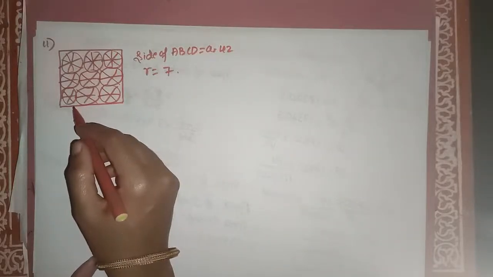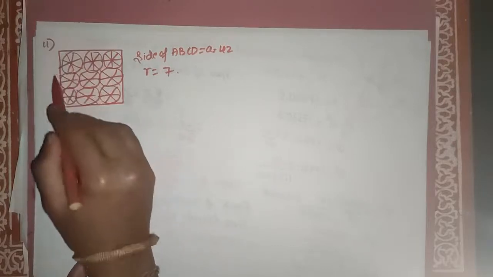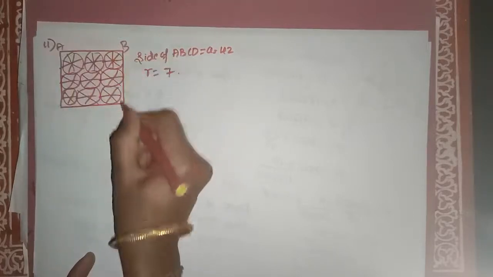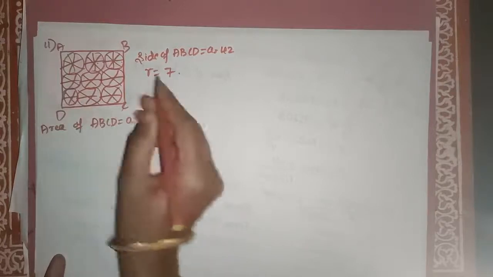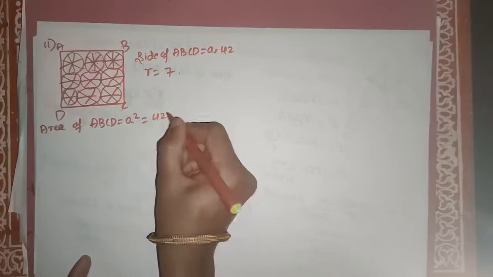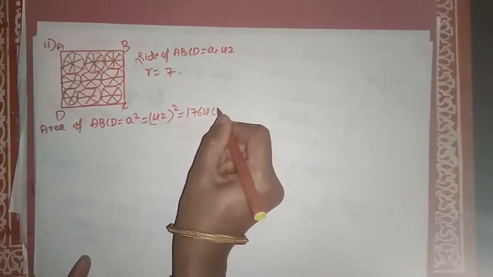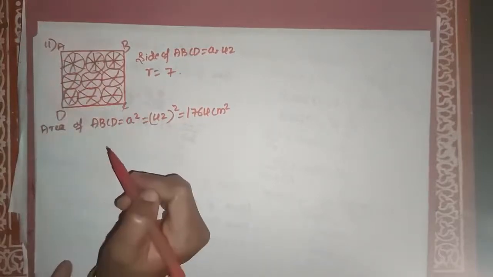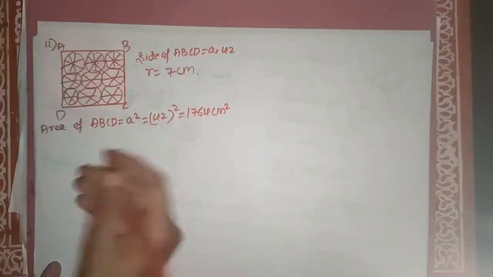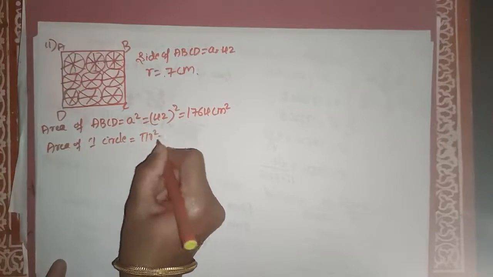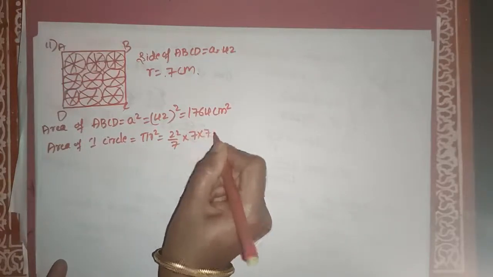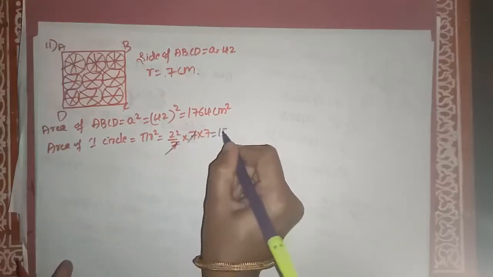So, to find out the remaining portion of the kerchief, in square ABCD, we need to remove 9 circles. The area of ABCD is A square, this is a square, A square is 42 square, the 42 square is 1764 centimeter square. So we need to remove 9 circles. The radius of the circle is 7 centimeter and we can easily find the area of one circle, which is pi r square. So pi is 22 by 7, r square is 7 into 7. So 7 gets cancelled. It is equal to 154 centimeter square.